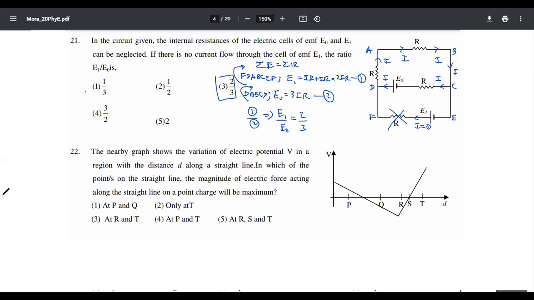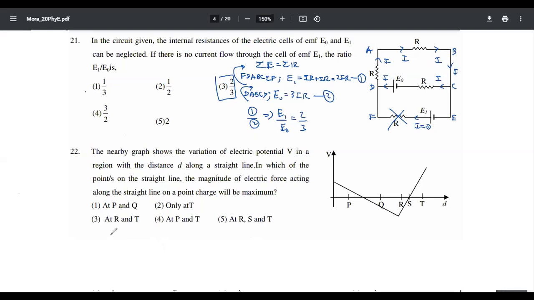21. Third answer. 22nd question. The nearby graph shows the variation of electric potential in a region with the distance d along a straight line. In which of the points on the straight line, the magnitude of electric force acting along the straight line on a point charge will be maximum?